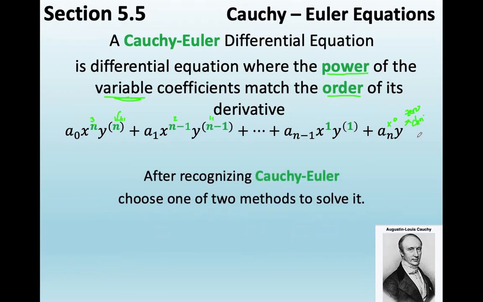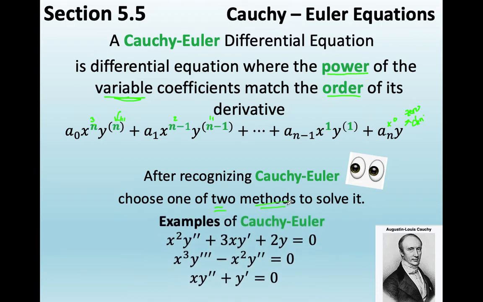So step one is to recognize that you can use the Cauchy-Euler method, I hope I'm saying that right. So first you got to look and see if you can recognize it. And then there's one of two Cauchy methods. So that would have been the two separate lessons. I would have done method 1 one day and method 2 another day. And I'm just going to do it all in this one video. So since the first thing is to recognize, here's some examples of Cauchy-Euler. Can you tell?